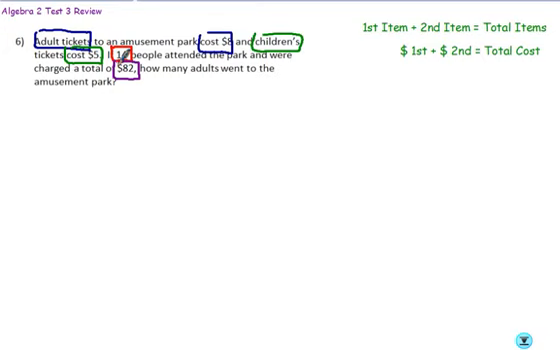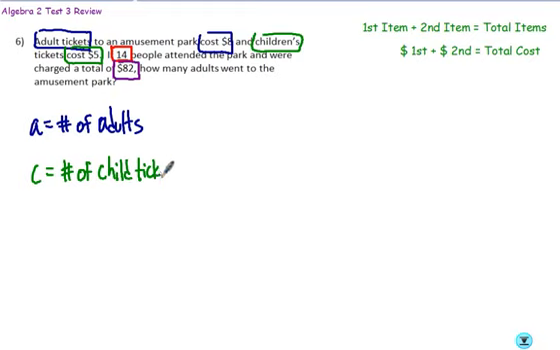So we could say that A is equal to the number of adult tickets, and C, we use C for children, is the number of kid tickets. And we'll say adult ticket, make that singular. There we go. So A is equal to the number of adult tickets. C is equal to the number of child tickets. Those are my two items. So when I say first item plus second item, I'm saying adult ticket plus kid ticket.